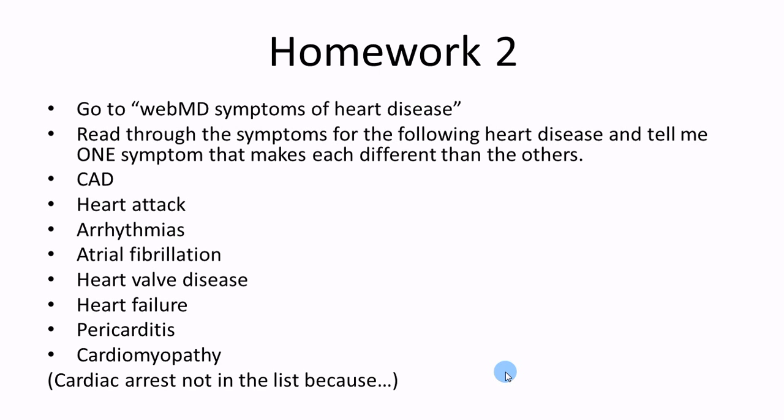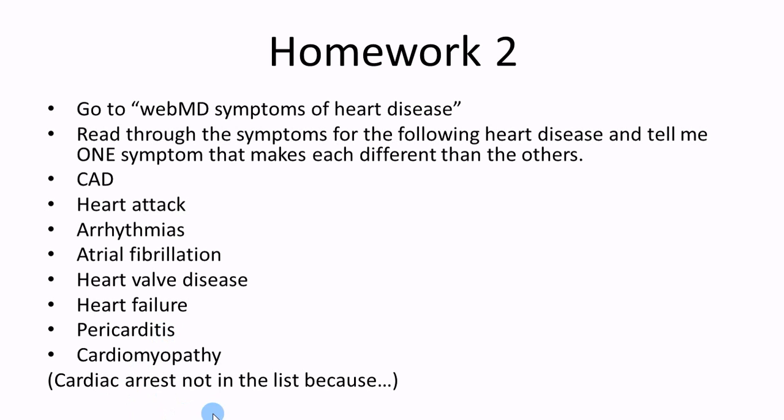And then the last slide for this lecture is homework number 2. I want you to go to WebMD, symptoms of heart disease. So put exactly that in your browser, and then hit enter. And I want you to give me the one symptom that really makes each of these different. What's nice is that WebMD made a whole list of all of these different heart disorders. If you look, almost all the symptoms are similar, but each one has kind of a unique feature. So what I want you to do is write down the unique features for each of those. So what makes this different from that or that or that?